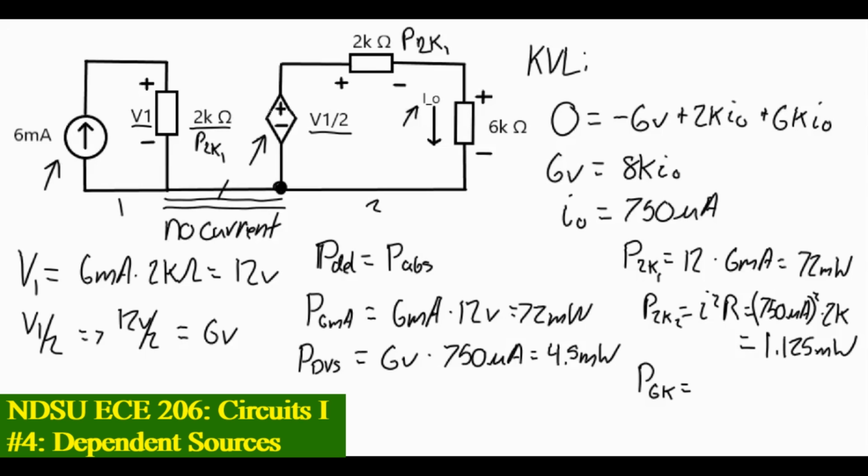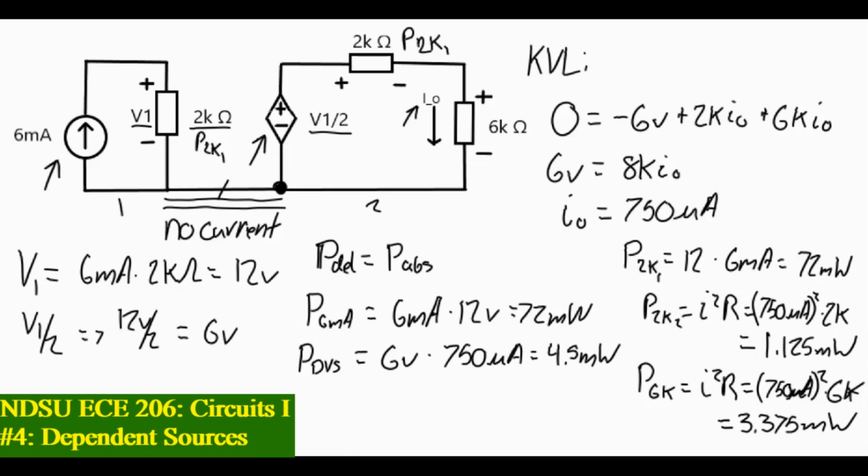Awesome. The power dissipated or absorbed in our 6K resistor is then going to be, we're going to use the same equation, I squared R, same current, 750 microamps squared times 6K ohms. That is going to give us 3.375 milliwatts.